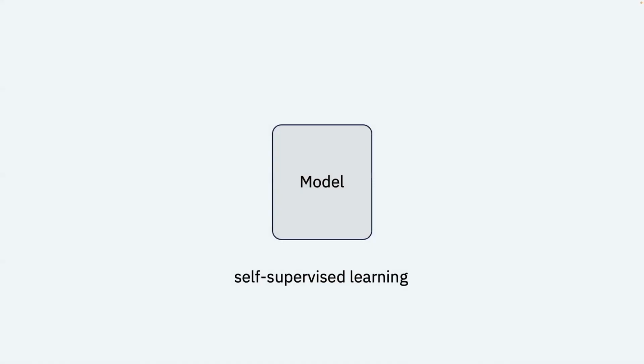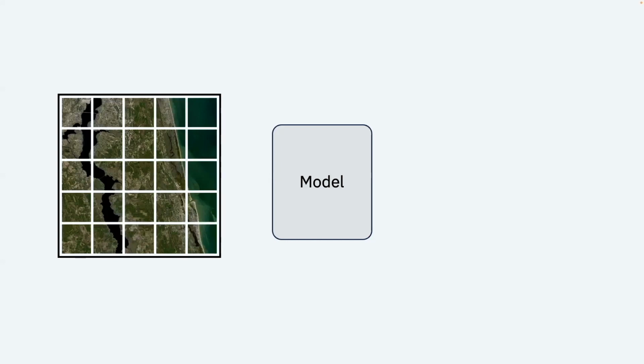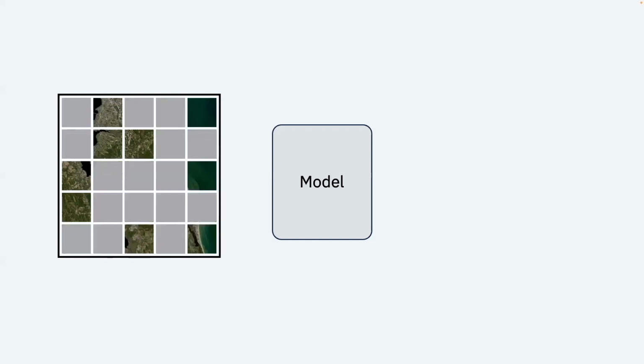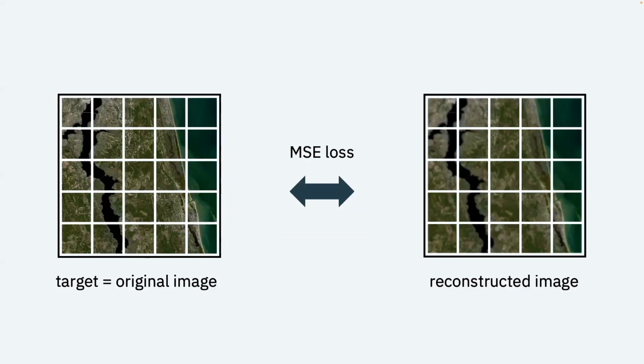Similar to what is done for text and natural images, we need a self-supervised approach to train the model, and data reconstruction is a straightforward task to accomplish this. It works like this. We take an input image, divide it into patches, mask some of these patches, and we train the model to reconstruct the original image. So the target is exactly the original image.